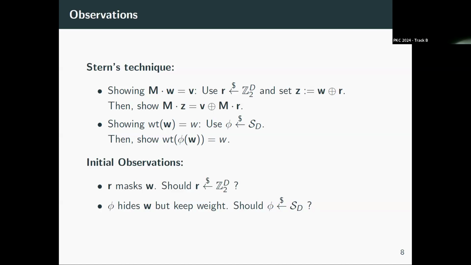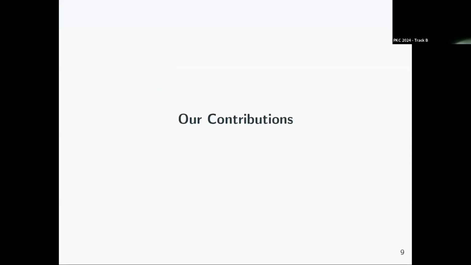In fact, we observe the following 2 things. The first one is: for the random mask to mask W, is it necessary to be uniform in the set of all vectors? And second, for the random permutation to hide W and to show the weight, is it necessary to be in a symmetric group?